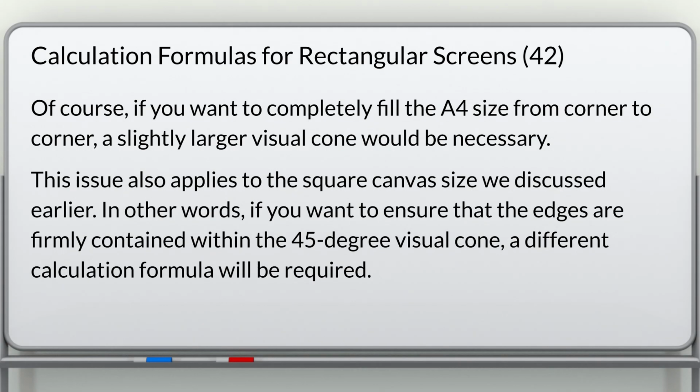Of course, if you want to completely fill the A4 size from corner to corner, a slightly larger visual cone would be necessary. This issue also applies to the square canvas size we discussed earlier. In other words, if you want to ensure that the edges are firmly contained within the 45-degree visual cone, a different calculation formula will be required.